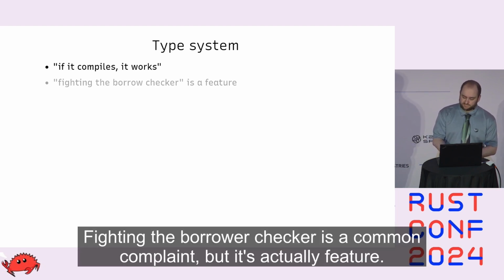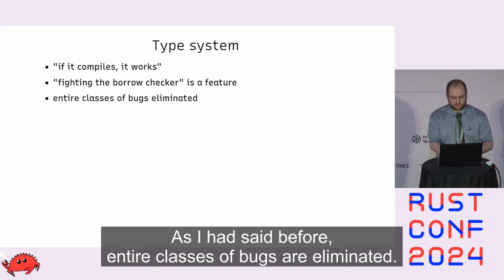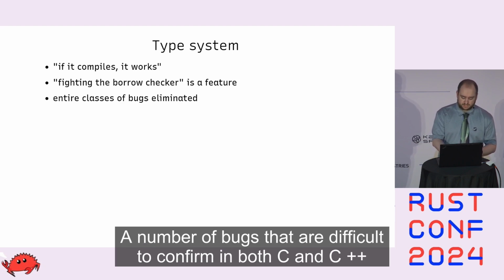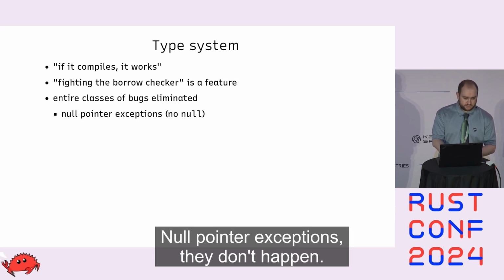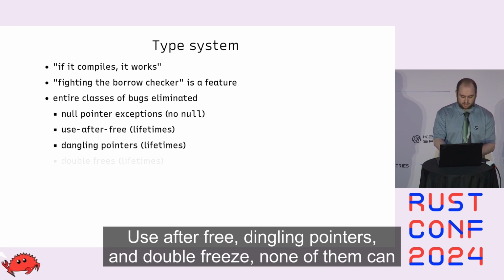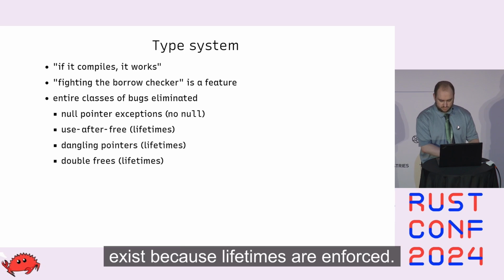Fighting the borrow checker is a common complaint, but it's actually a feature. As I had said before, entire classes of bugs are eliminated, and per both Microsoft and Google, that is 70% of CVEs. A number of bugs that are difficult to confirm the lack of in both C and C++. Null pointer exceptions, they don't happen, there's just no null. Use after free, dangling pointers, and double frees, none of them can exist because lifetimes are enforced.